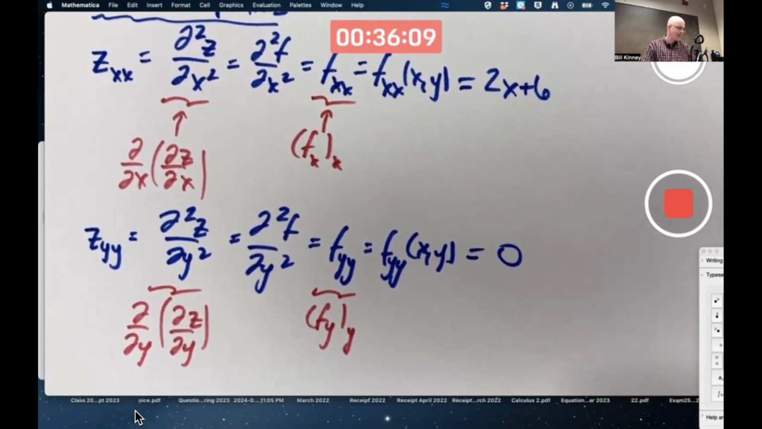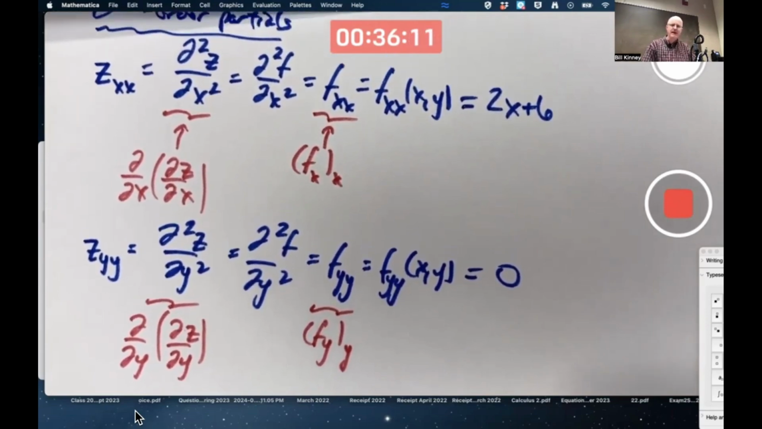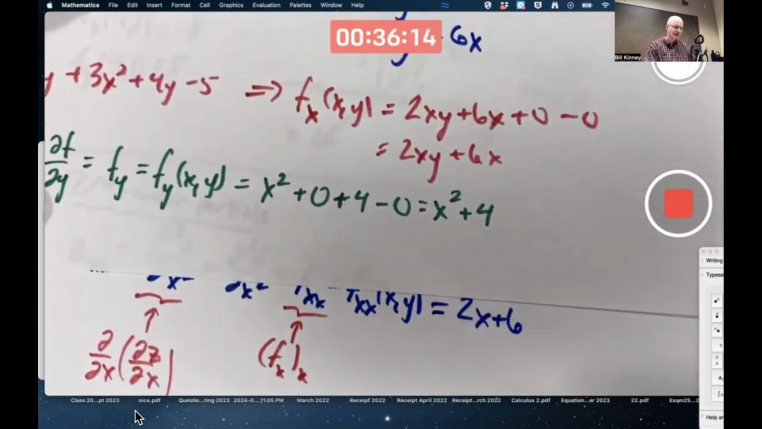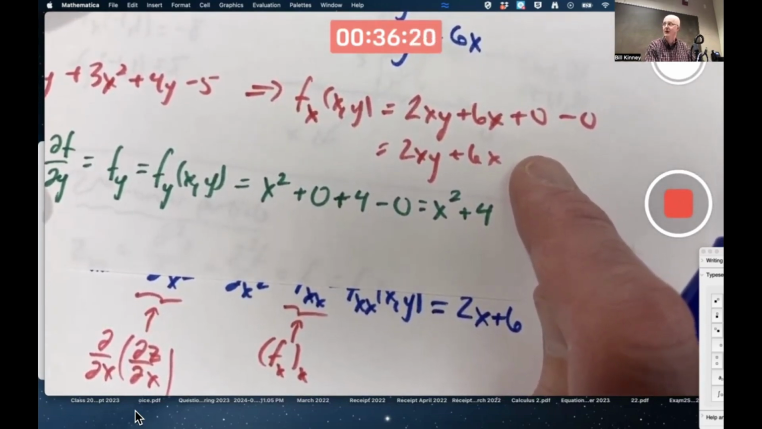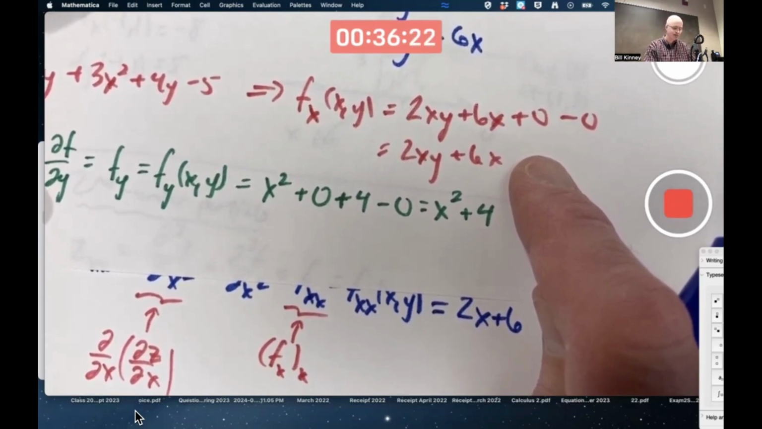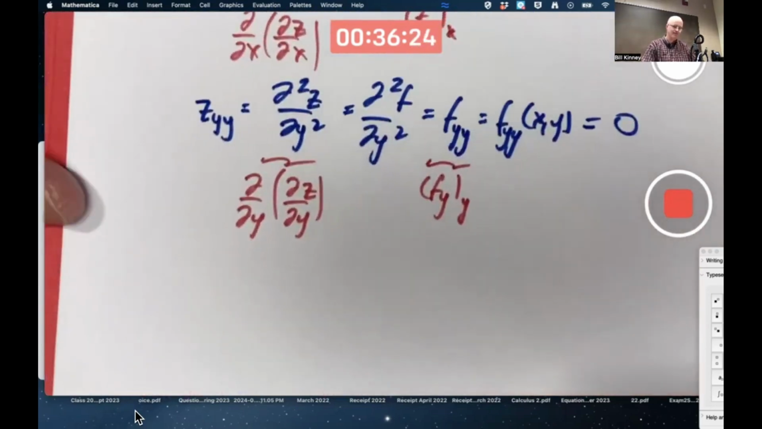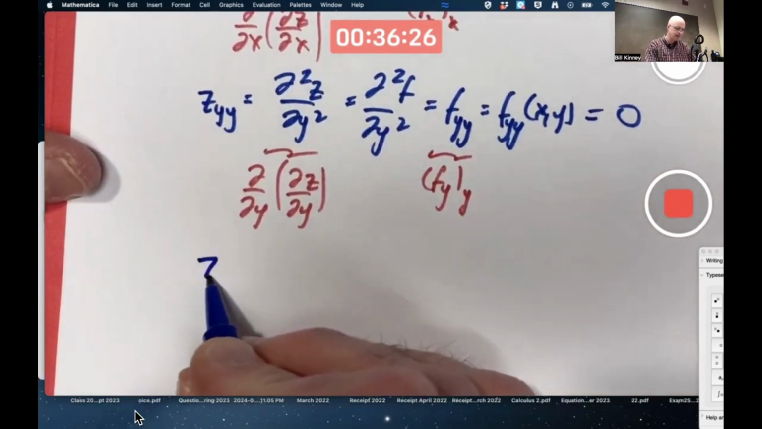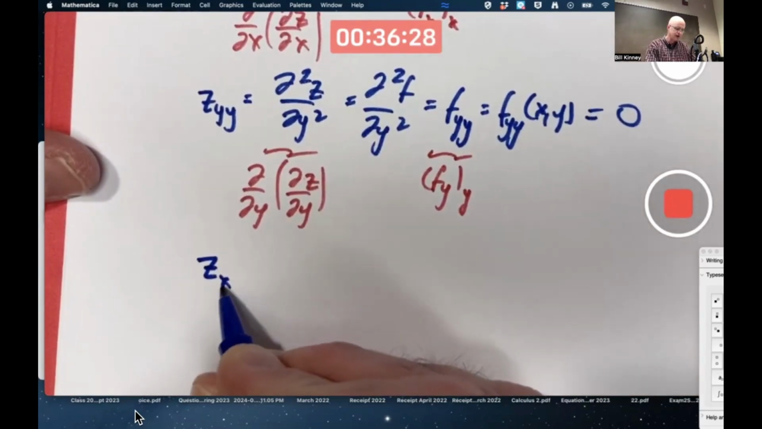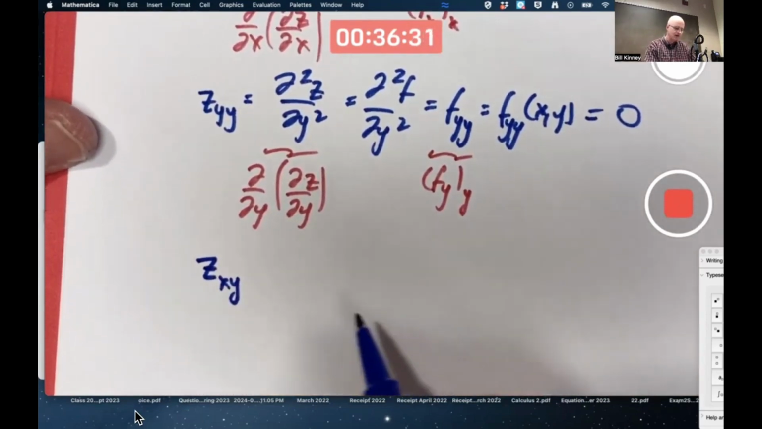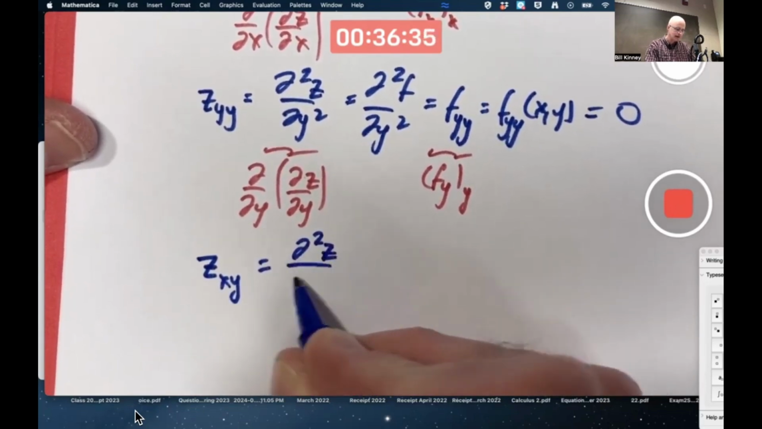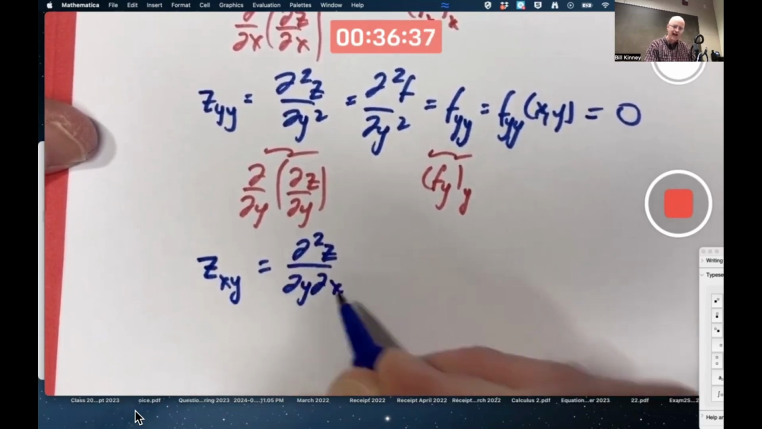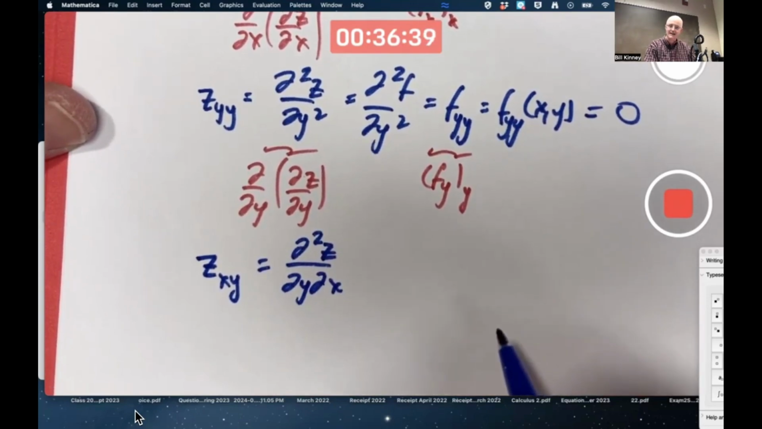But hey, could we mix up the partials? There's the partial of f with respect to x. It's got a y in it. Couldn't I differentiate that with respect to y as well? Sure. I could take the derivative with respect to x and then differentiate it with respect to y. With this notation, you'd write it that way. It's getting a little funny looking, isn't it? Look at that.